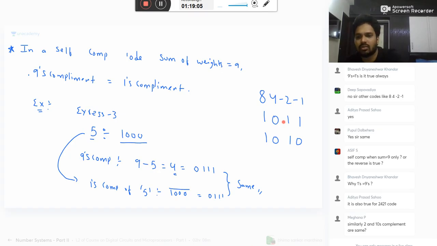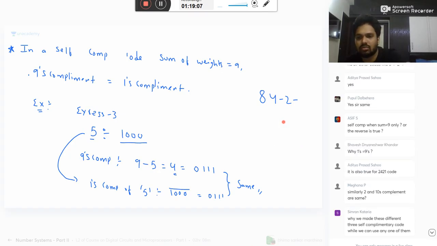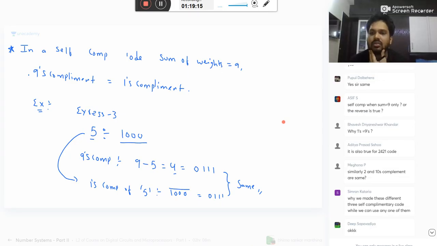Okay. What is 2 and 10's complement? Meghana, I didn't get you. Yes, you can use any one of them. How many are possible? Those many you can make.